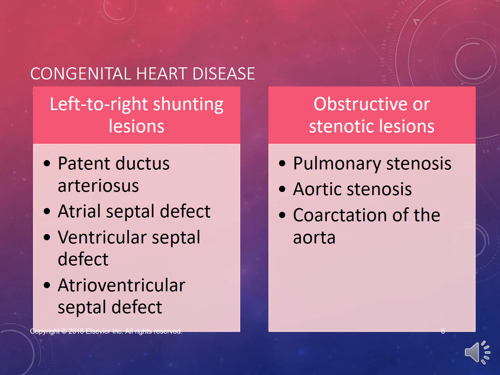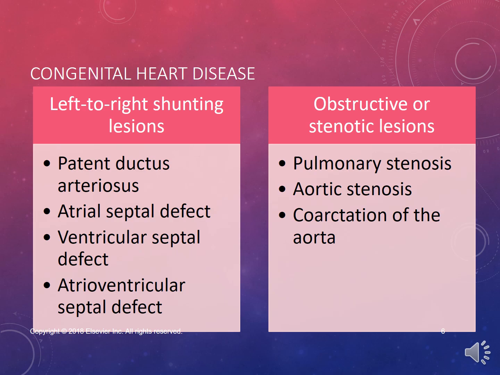If it doesn't shut, then we have a left to right shunting, and there's increased pulmonary blood flow. Our manifestations are all going to be based on the size, so a smaller PDA can actually go undiagnosed or even be left alone to close on its own. A machine-like murmur may be heard. Bounding pulses, even a widening pulse pressure can be seen when we monitor their blood pressure.